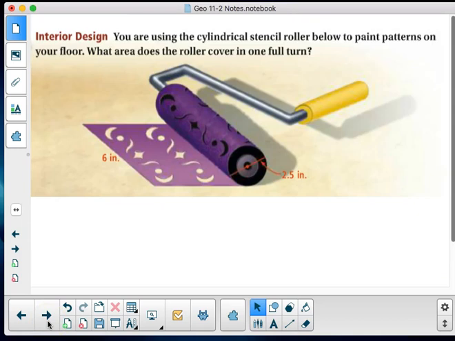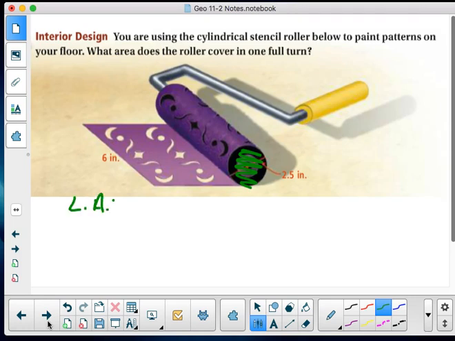So in interior design, you are using the cylindrical stencil roller below to paint patterns on your floor. What area does the roller cover in one full turn? Well, this is all about surface area that does not contain the ends. So I will take those out. I will not use those. So really I'm talking about my LA. Okay, I'm just talking about the stuff that wraps around.